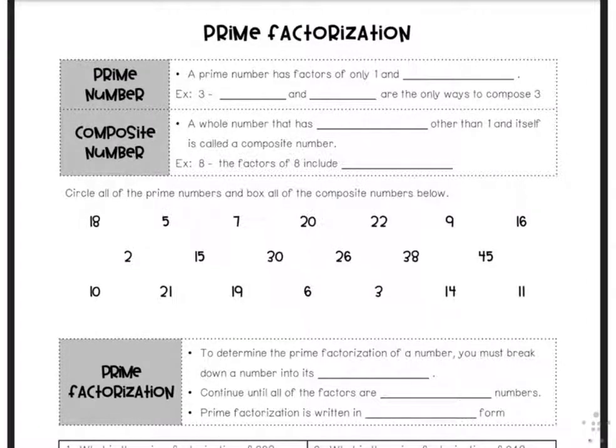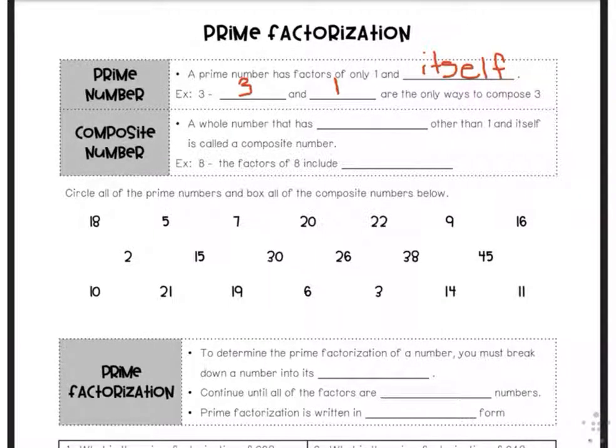Now, a prime number has a factor of 1 and itself. For example, 3 only has 2 factors. It would be 3 times 1. Those are the only way that we can break down the number 3. So therefore, this is a prime number because it has its factor of itself and 1.